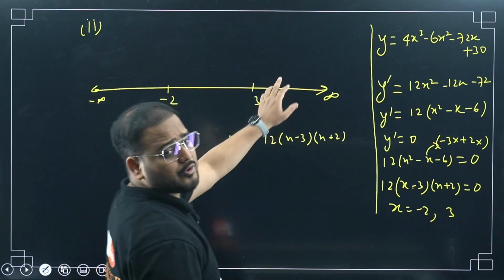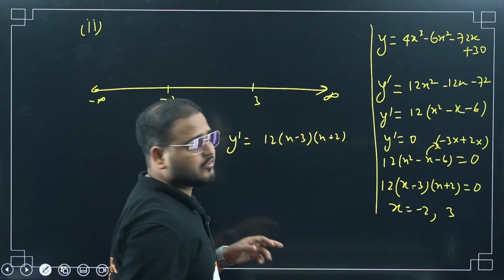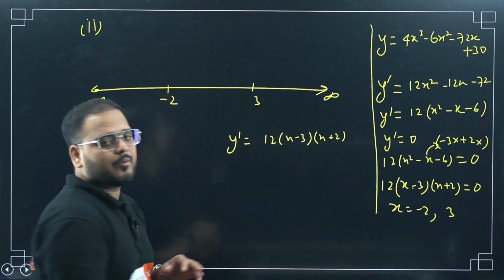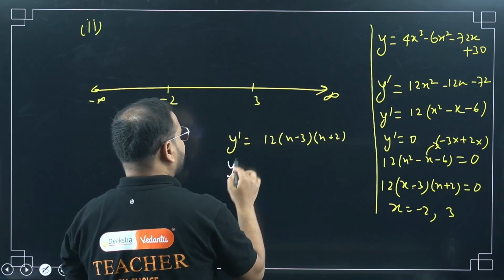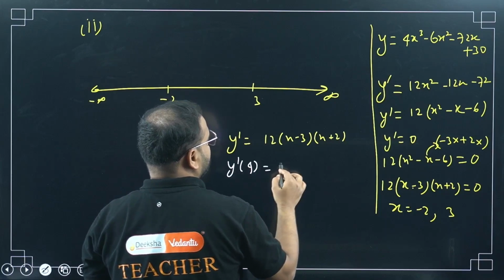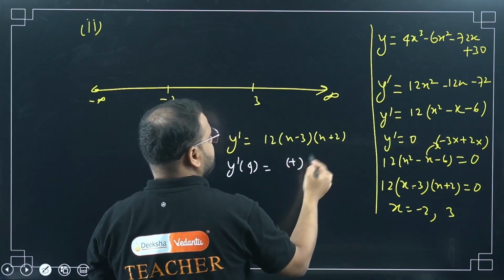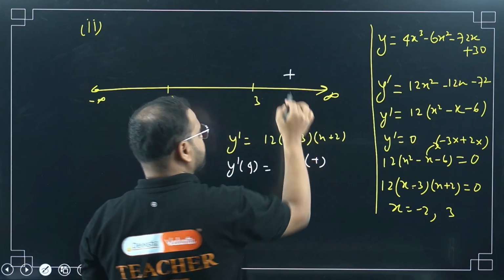After 3 I'll take it as 4. I can take here what value? 4 after 3. So 4 minus 3 will be what? Positive. Please check here. So I'm taking y derivative at 4. So it will be positive in this case. And what will this be? Again positive. So answer is positive.